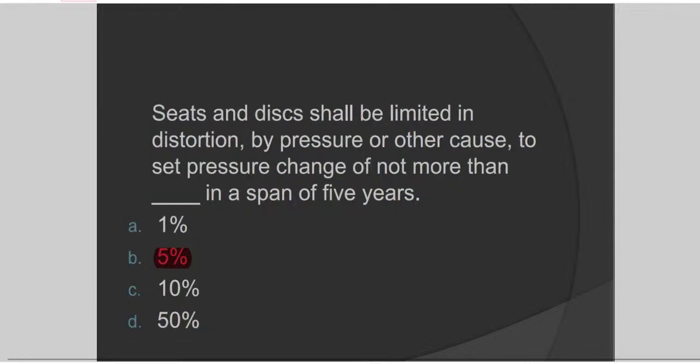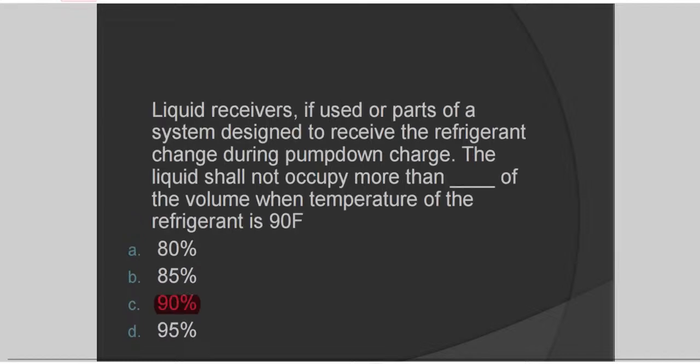Seats and discs shall be limited in distortion, by pressure or other cause, to a set pressure change of not more than ____ in a span of 5 years. A. 1% B. 5% C. 10% D. 50%.